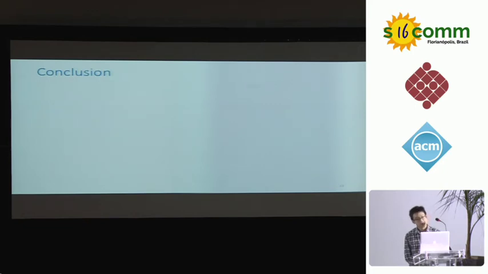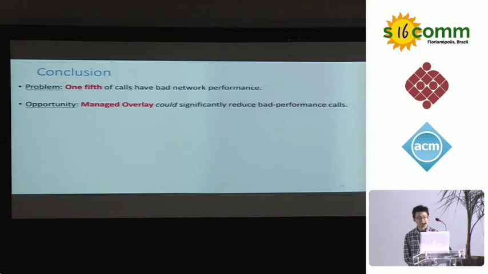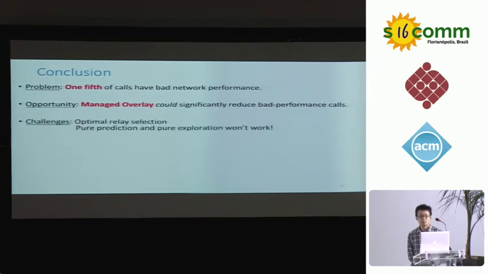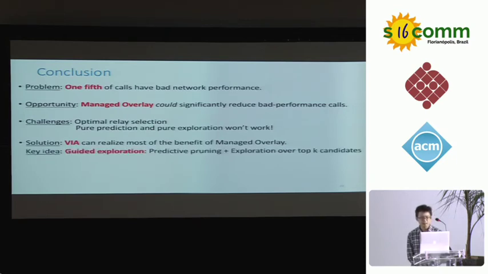So to conclude, well, internet telephony is here to stay, but a substantial fraction of calls still suffer from bad network performance. And our goal is to alleviate the bad network performance for Skype calls. Our opportunity here is an emerging type of overlay network called managed overlay, which we showed could dramatically improve network performance for Skype. The key challenge, though, is to select the optimal relay option for each call. And our solution is VIA, which achieves most of the benefit of managed overlay. The key idea of VIA is, instead of exploring all relay options, we should first prune the relay options, and then explore them efficiently.